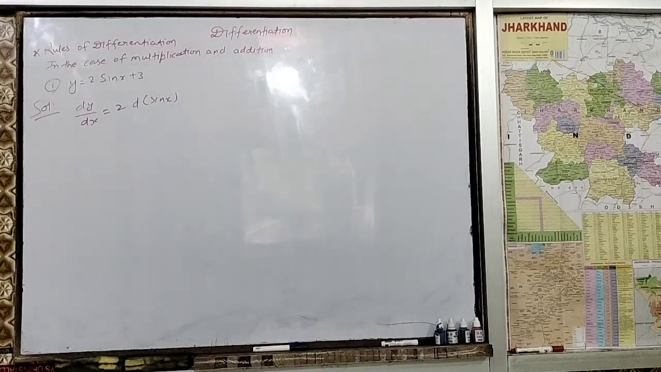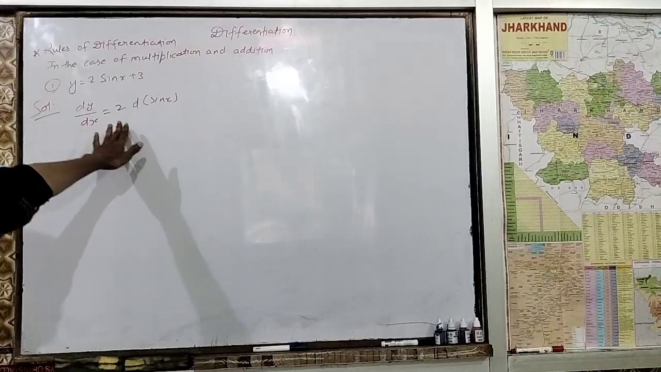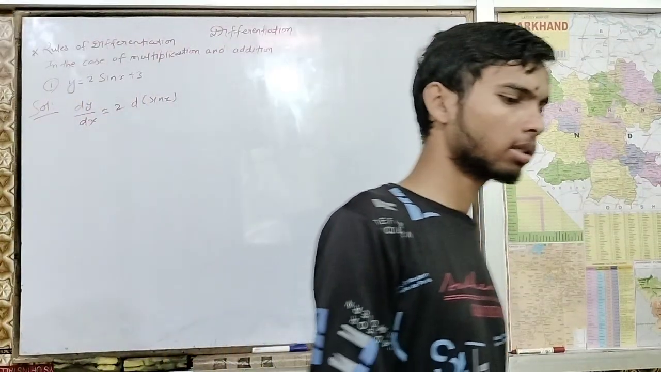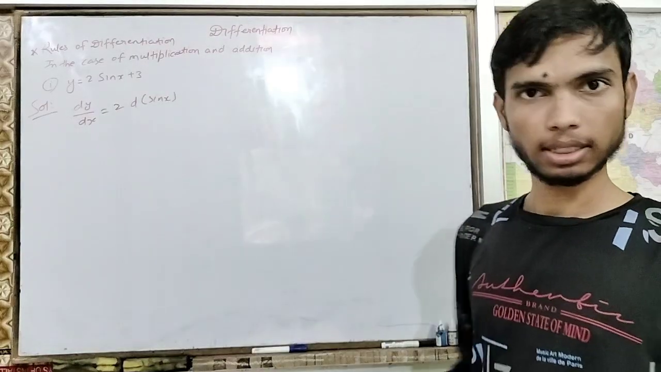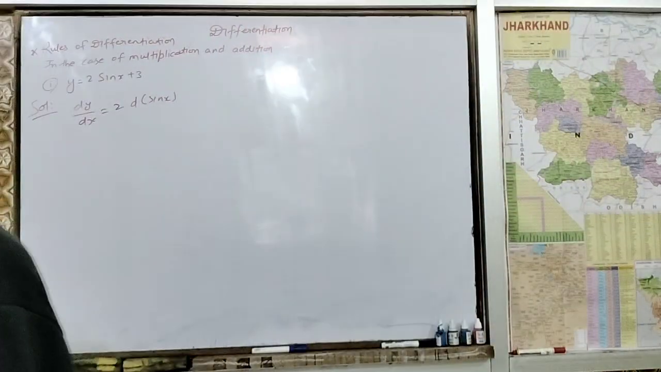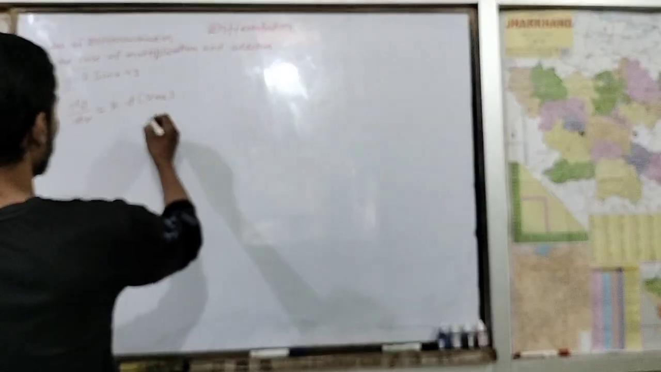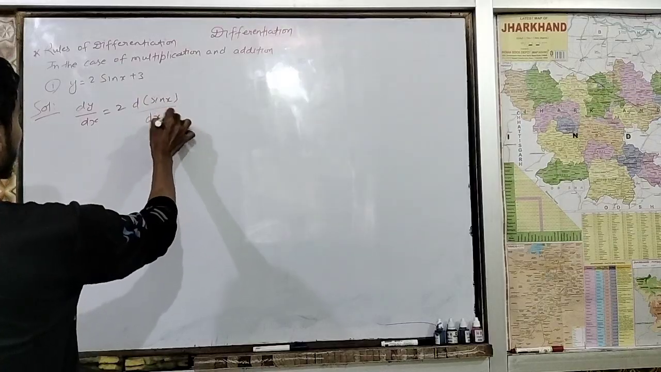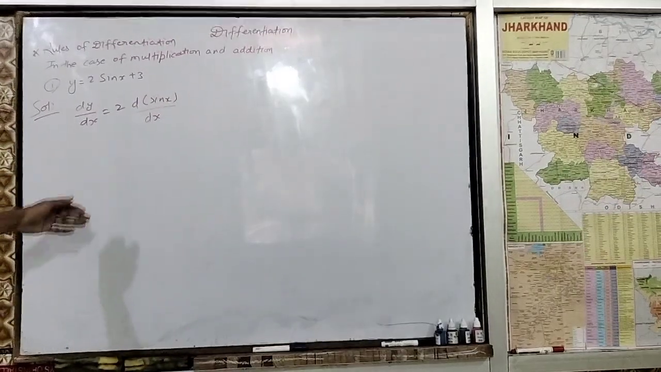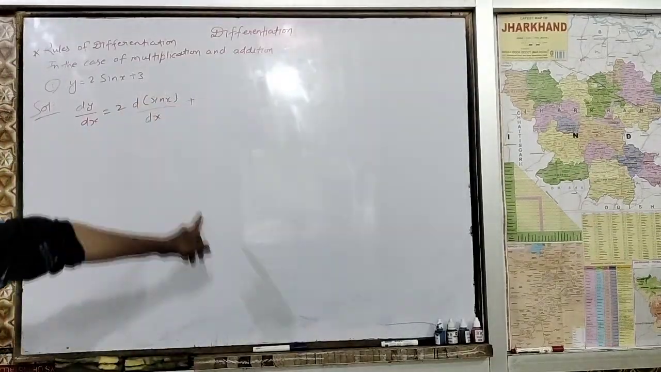Now we were over here. We will not differentiate this 2 because it is in multiplication. That's all. Now next, sin is possible to differentiate, that's why I am doing it. Whatever is possible, you will differentiate. So sin x, clear, okay, upon dx, because in the denominator we have dx. Next, this 3 can be differentiated.